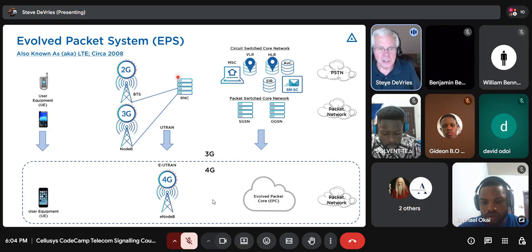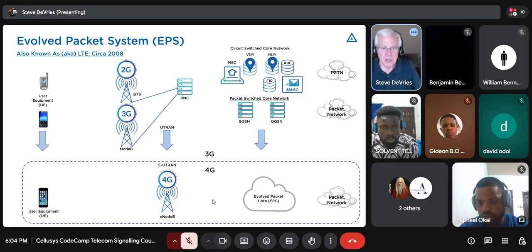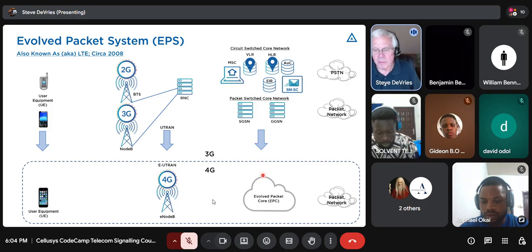But anyway, instead of a separate radio network controller, because you don't need a radio network controller, you're not splitting circuit switched and packet switch, it's all packet. So this becomes your enhanced node B. That's your RAN, your radio access network. And all of the devices you had on the circuit side and on the packet side became part of what's known as the Evolved Packet Core. So let's take a look at that Evolved Packet Core, that EPC.